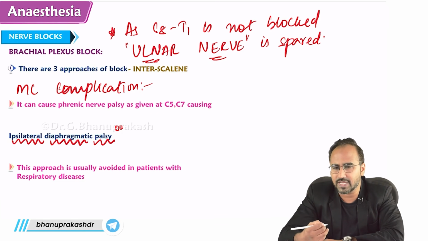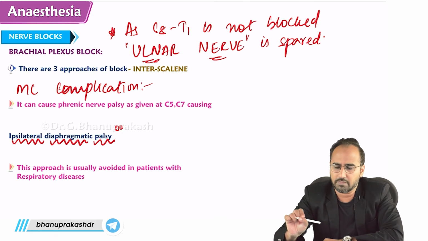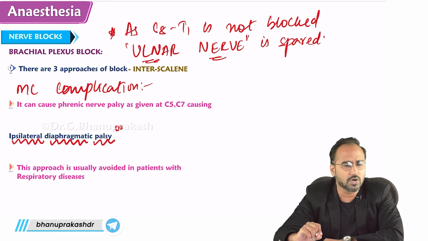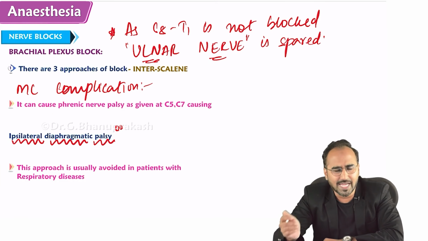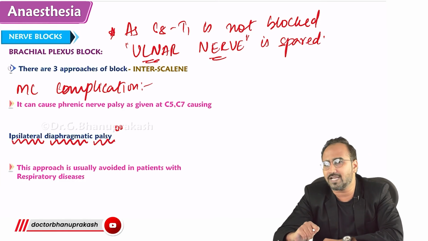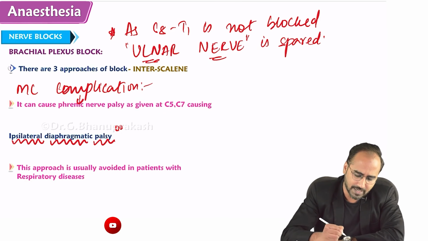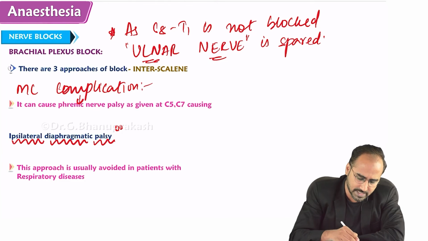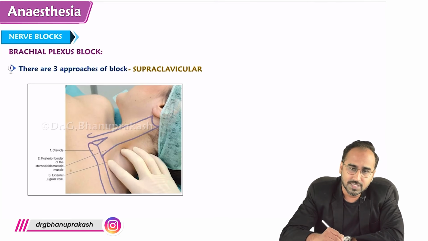Remember, if a person is suffering with any respiratory disorder and he has a fracture of the upper limb, never go for a brachial plexus block. Why? Because any approach of brachial plexus can cause respiratory problems. Interscalene approach causes diaphragmatic palsy due to damage of the phrenic nerve. Okay. Coming to the next approach of brachial plexus, what is it? Supraclavicular.